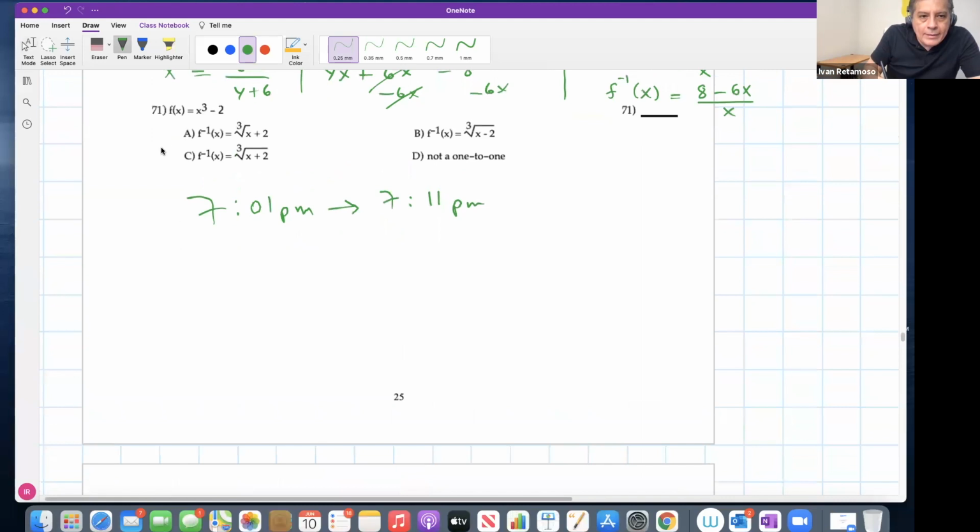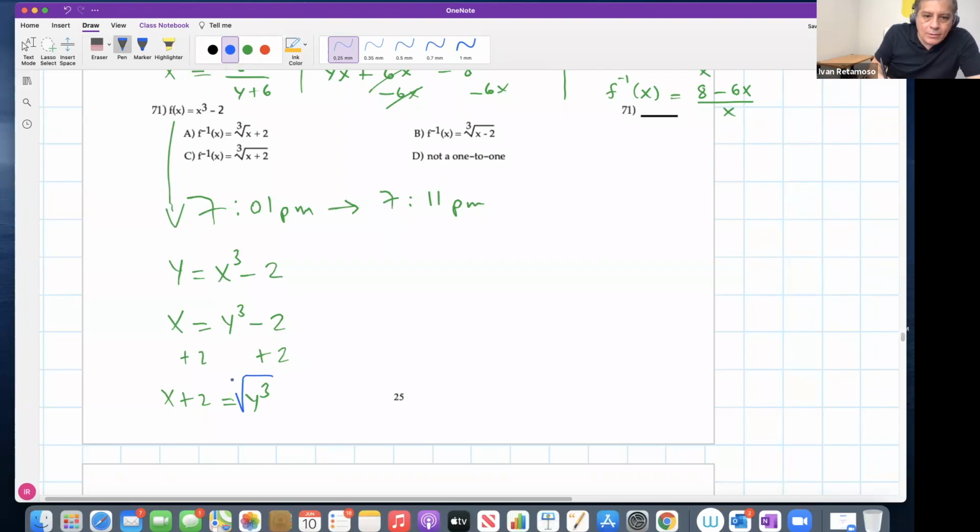It says find the inverse function of f of x equals x cubed minus 2. We change f of x with y, so y equals x cubed minus 2. Then we switch our variables, right? Step 2. Step 3, solve for y. To solve for y, simply add 2 to both sides of the equation. I want y by itself, so I'm going to take cube roots.